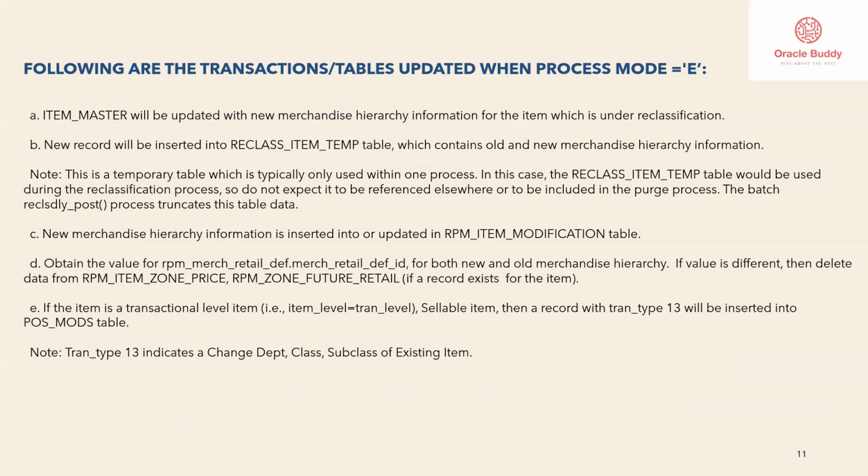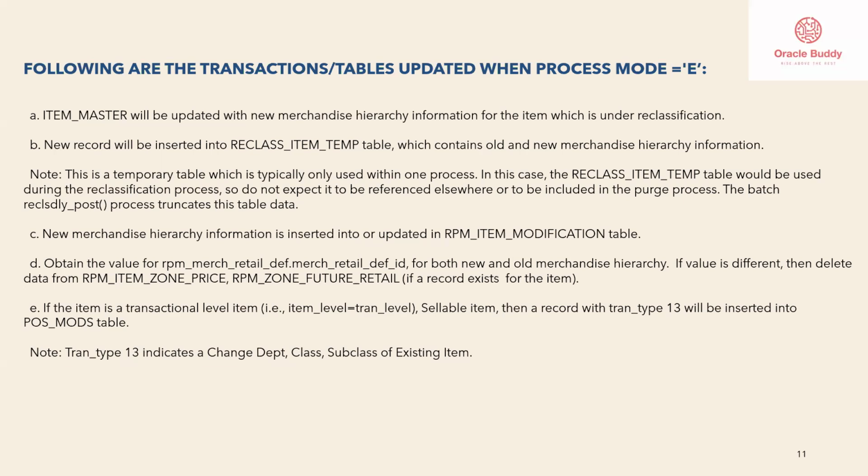Following are the transaction tables updated when process mode is E. Item master will be updated with new merchandise hierarchy information for the item which is under reclassification. A new record will be inserted into the reclass item temp table, which contains old and new merchandise hierarchy information. This is a temporary table which is typically only used within one process.